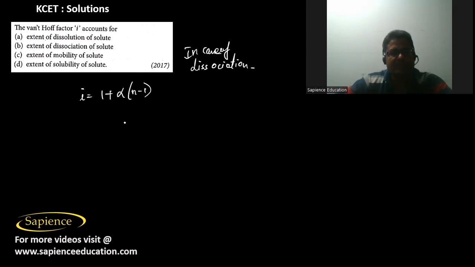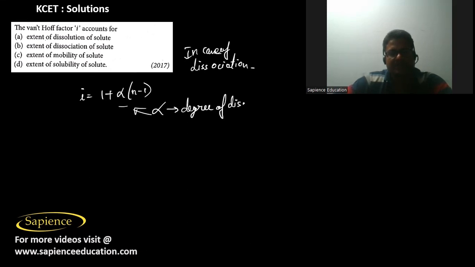Then it is told the Van't Hoff factor i accounts for the extent of dissolution of the solute, the extent of dissociation of the solute, extent of mobility and solubility of solute. So the Van't Hoff factor i, as we know, in the case of dissociation of the solute, i is given as 1 plus alpha into n minus 1. So the Van't Hoff factor i depends on the degree of dissociation alpha. Here alpha is the degree of dissociation.